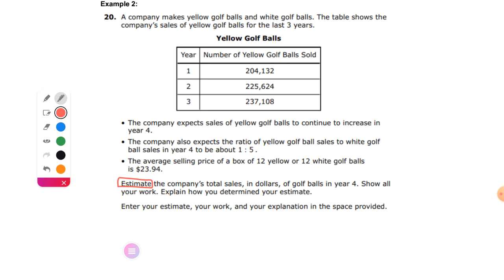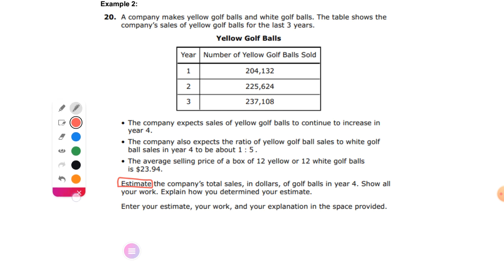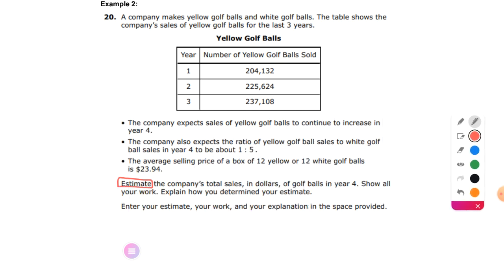Estimate the company's total sales in dollars of golf balls in year 4. Show all your work. Explain how you determined your estimate. Enter your estimate, your work, and your explanation in the space provided. Now, I won't be able to scroll up and down, so I'm going to start my explanation up here in the top, and I'll probably take it all over the place. You guys work in more of an orderly fashion down at the bottom.